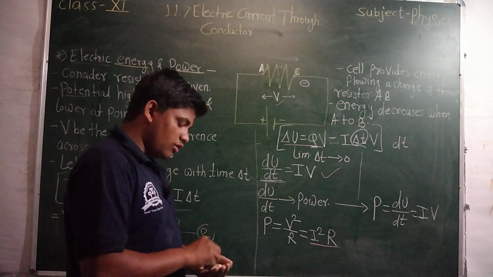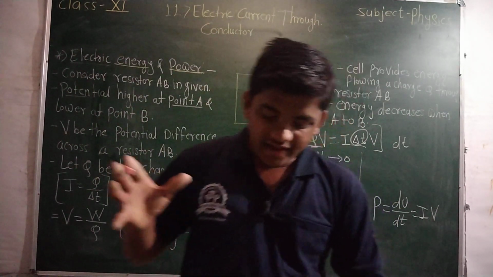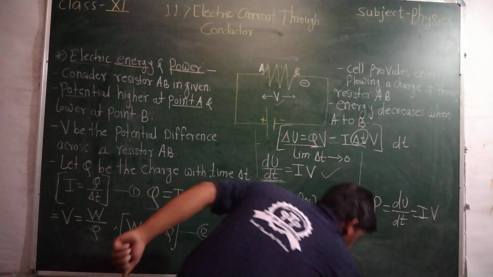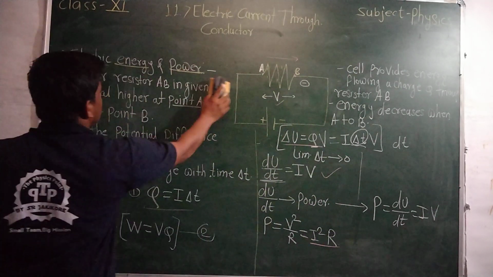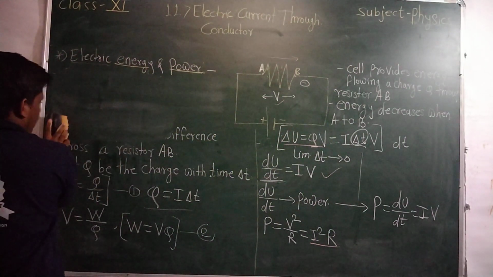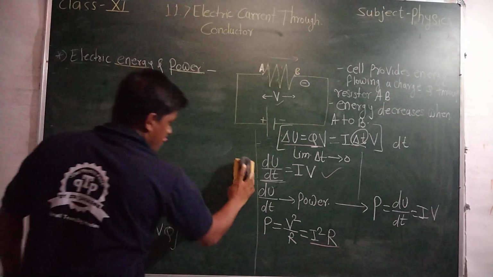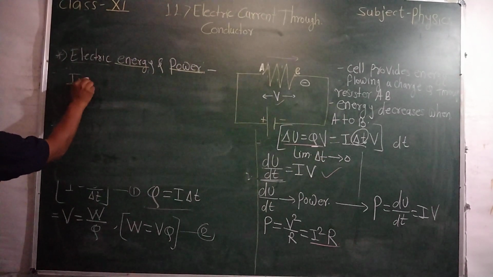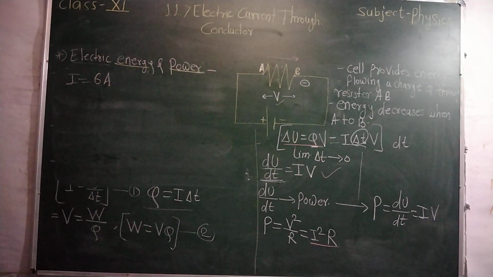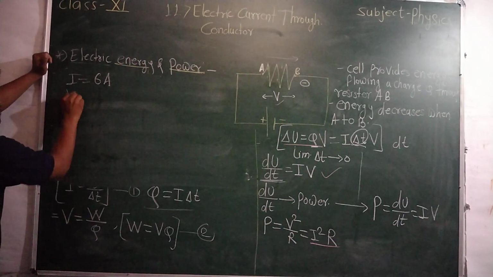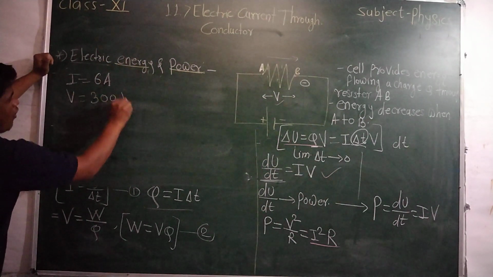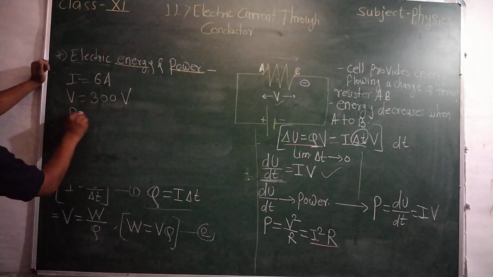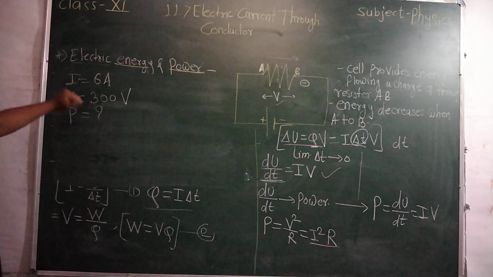Then I will solve one of the problems. One of the electric heaters has an electric current I equal to 6 ampere, and the potential difference V is equal to 300 volt. Calculate the power, that is the question mark. We find P.